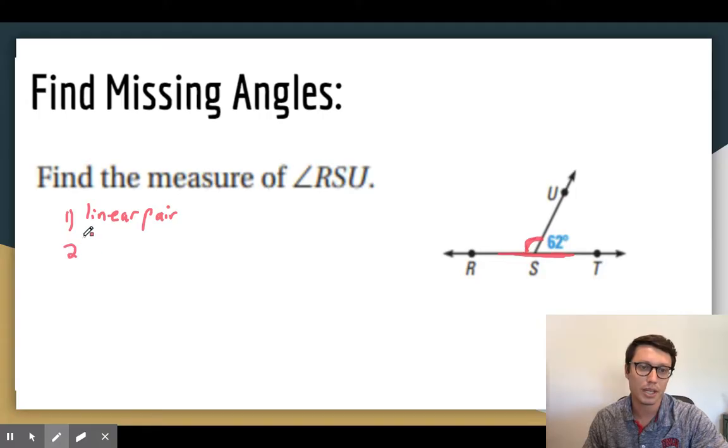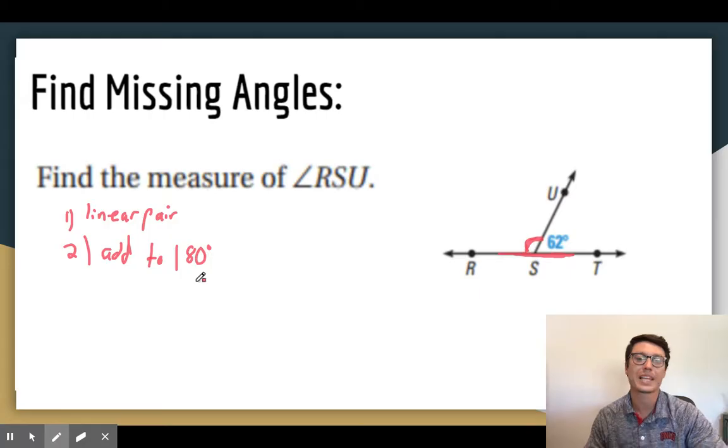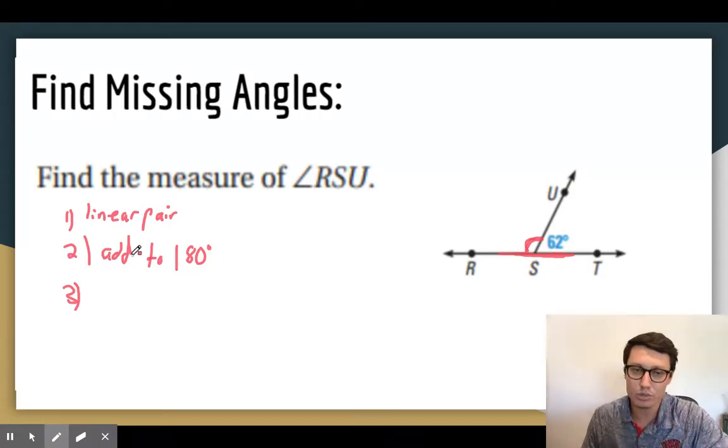All right, second step. Now that we know it's a linear pair, what does that mean? We know that a linear pair has to add up to 180 degrees. Step 3 is set up your equation and solve. The reason why I write this out is because we are going to transform our words into an equation. We know that the two angles that we have, if we add them together, it has to add up to equal 180.